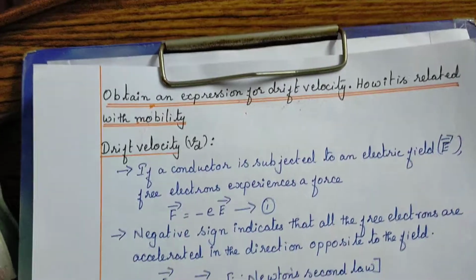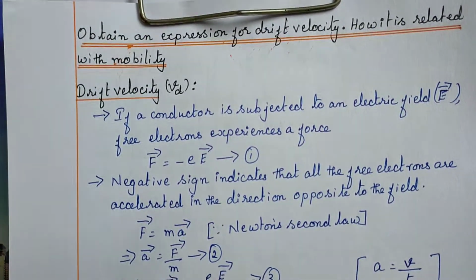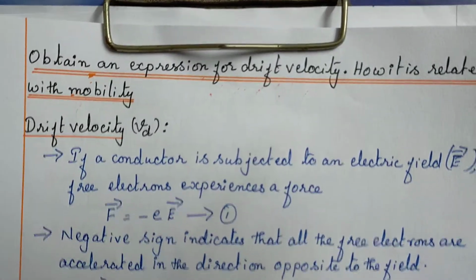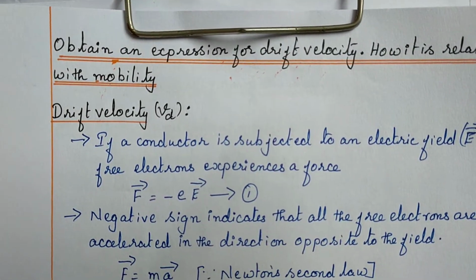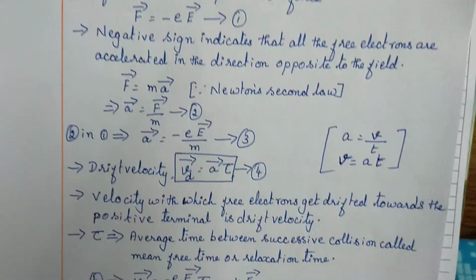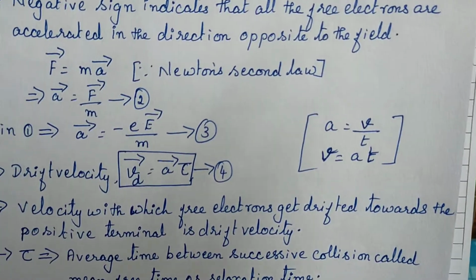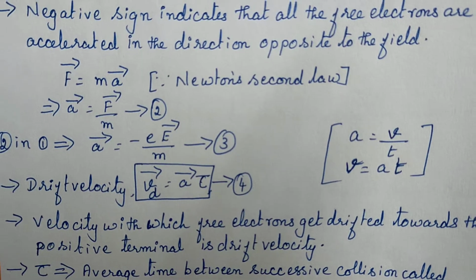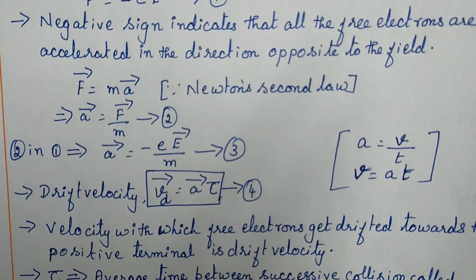Children, last week you learned the short answers of the second lesson, current electricity. Now we are going to see about the drift velocity and mobility. So what is drift velocity? It is nothing but the velocity with which the free electrons get drifted towards the positive terminal.